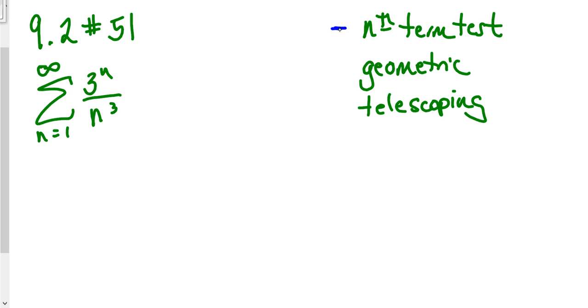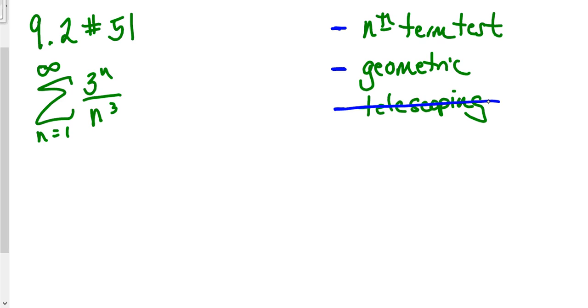Nth term test? Maybe, I'm not sure. Geometric? Also maybe, not sure, because I see that n as an exponent, and I remember that being with a lot of geometric problems. Telescoping. Telescoping is when I usually have a factored form of some sort in the denominator, and I understand I could write n to the third as n times n times n, but the top doesn't really look like something that I've seen in a telescoping problem, so I think it's probably not this one. So I'm going to stick with looking at these other 2 and see if one of them will pan out.